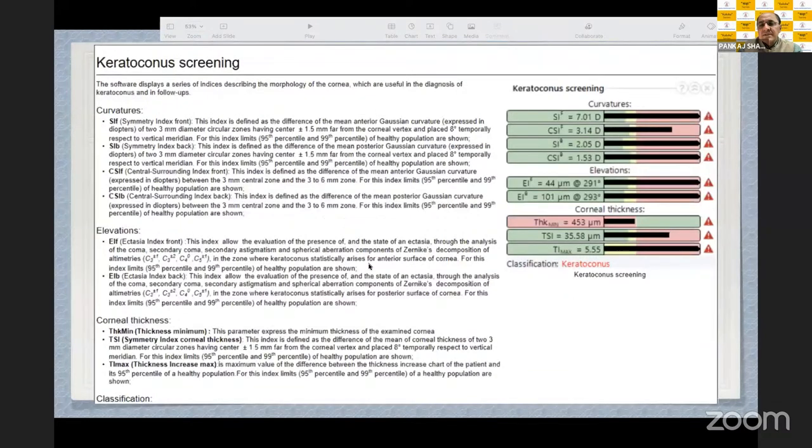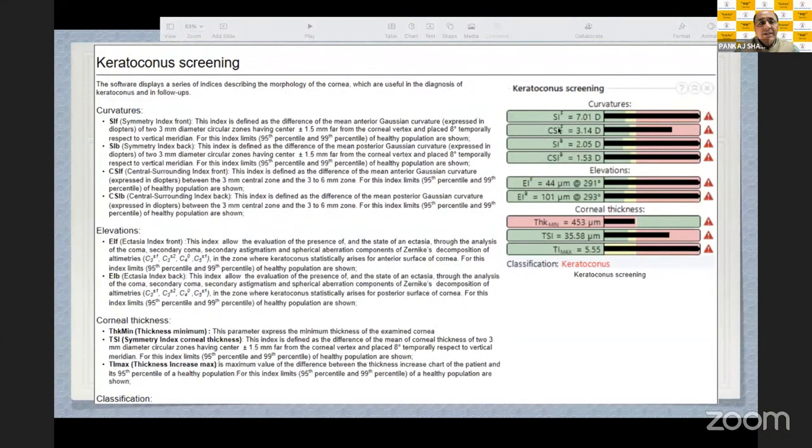Refractive analysis. Then keratoconus screening. What is SI? It is the symmetry index. Symmetry index means it takes a 3 millimeter area and measures how much asymmetry there is between the top and the bottom of that 3 millimeter zone. So that symmetry means inferior curvature is more.